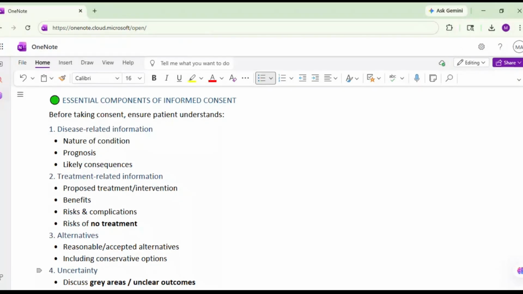It may be conservative, medical, or surgical. What are the benefits of that? What are the risks and complications of this particular approach? And even if the patient does not undergo it, what is the risk? That we need to tell.